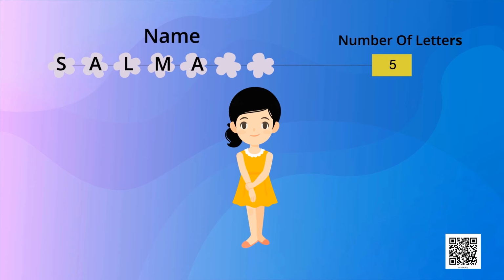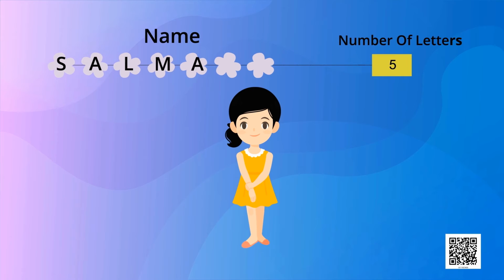A is the second letter. L is the third letter. M is the fourth letter. And A is the fifth letter. So, how many letters in all the name Salma has? Correct, 5. Write down 5 here.